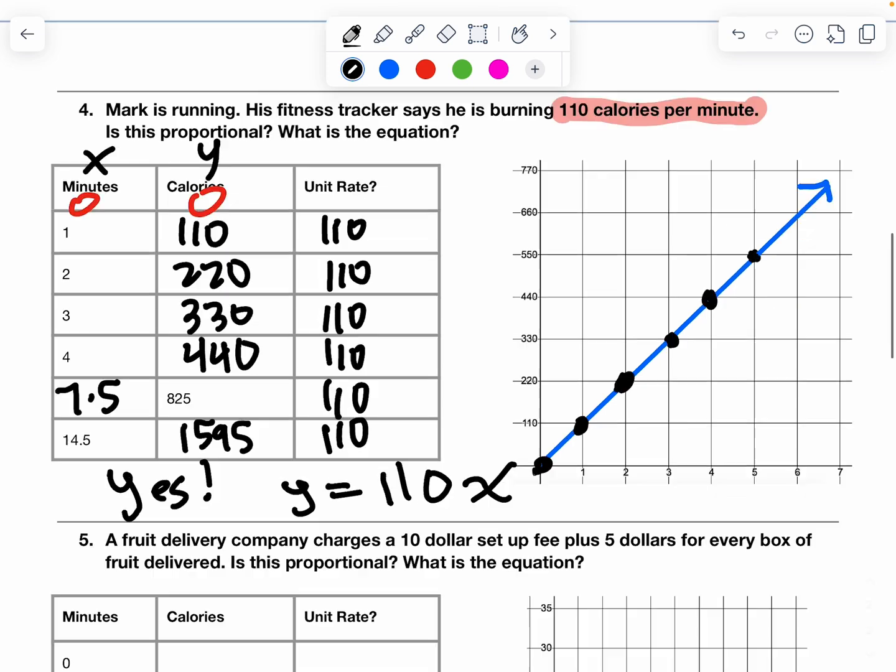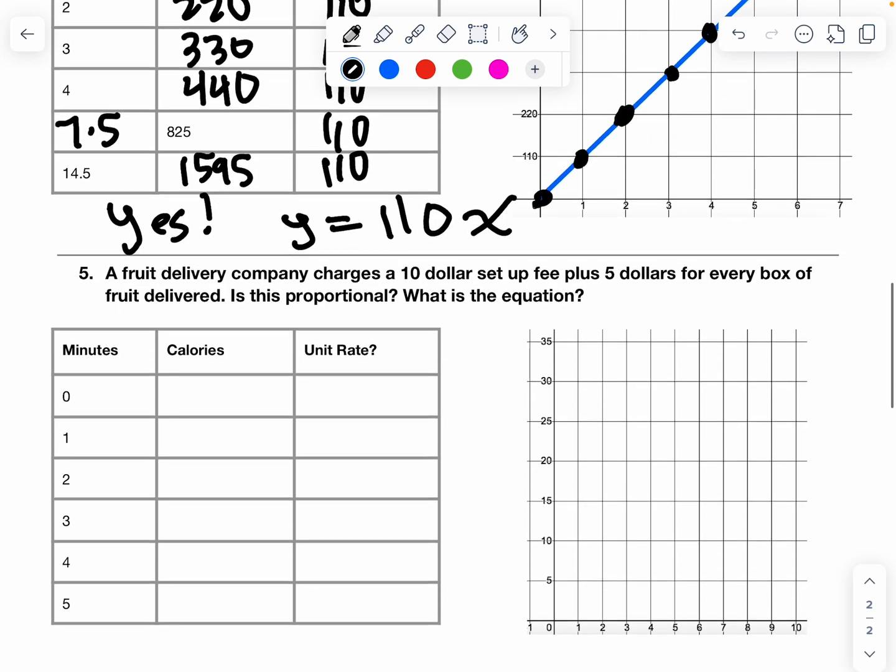All right, now this next one. This one's a little weird. A fruit delivery company charges a $10 setup fee plus $5 for every box. Here's a little bit of Mr. Saffel's editing issues. This should be boxes of fruit, and this should be dollars.